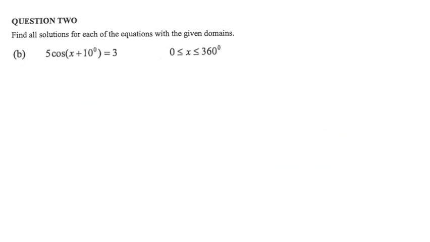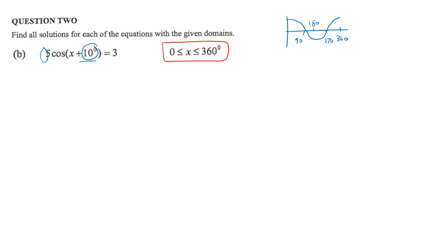Okay, so just be careful when you're doing these ones. Look at that as degrees. That's not 10 to the power of 0, that is 10 degrees. So that's been shifted to the left 10 degrees. This is our standard sine graph. That is 360, and that is 180, there's 90, and there's 270. Now that 5 changes the amplitude, and the plus 10 moves everything back to the left.